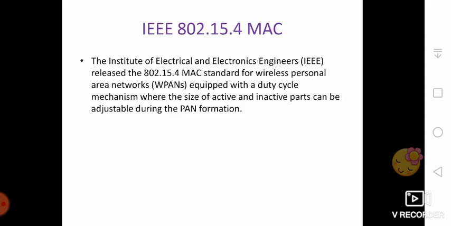So IEEE 802.15.4e MAC, the Institute of Electrical and Electronics Engineers, released the 802.15.4e MAC standard for wireless personal area networks, equipped with a duty cycle mechanism where the size of active and inactive portions can be adjustable during the PAN formation.